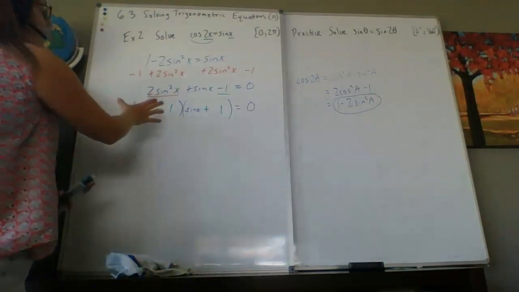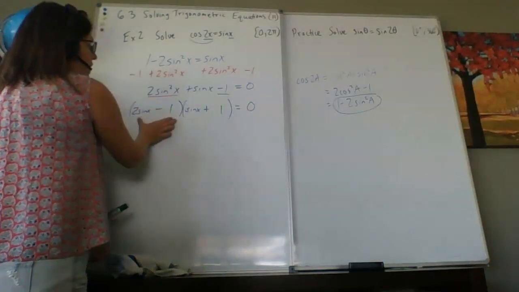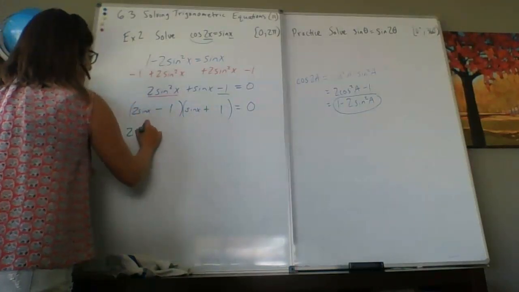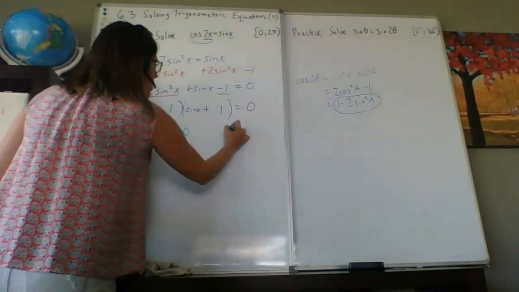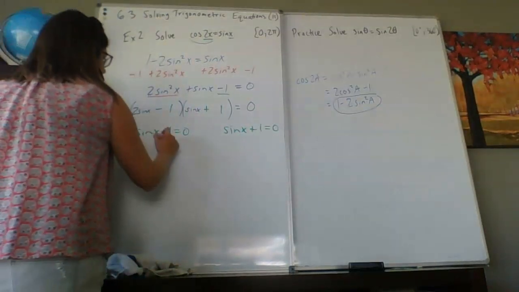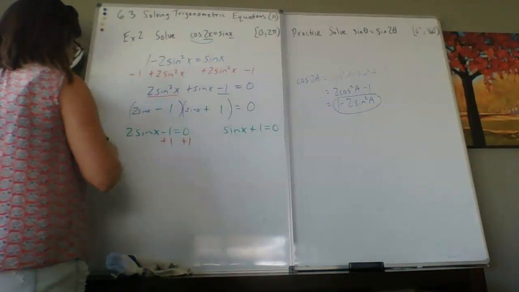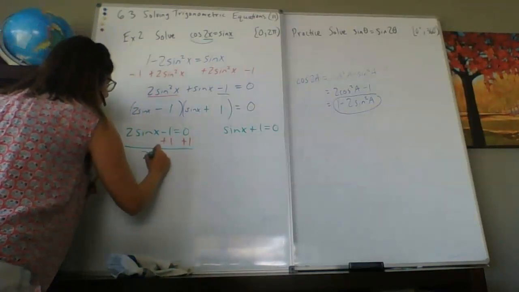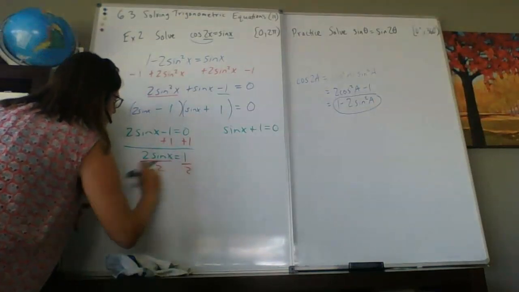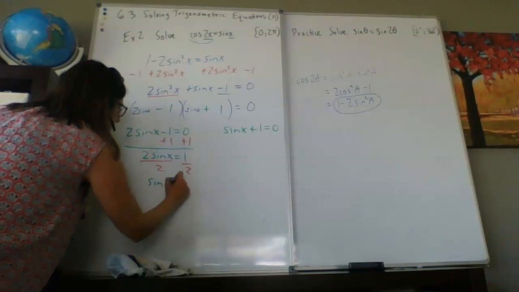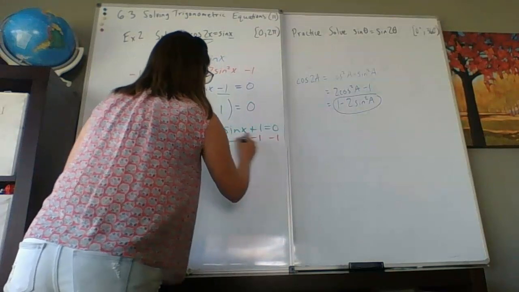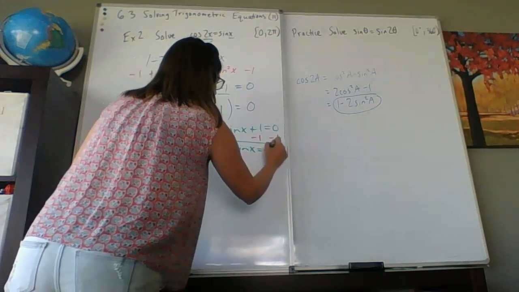So now that we have factored equaling 0, either factor must equal 0. So 2 sine x minus 1 equals 0, or sine x plus 1 equals 0. Solve for each of these. Adding 1 to both sides gives us 2 sine x equals 1. Dividing both sides by 2 gives us sine x equals 1/2. Subtracting 1 from the other equation gives us sine x equals negative 1.